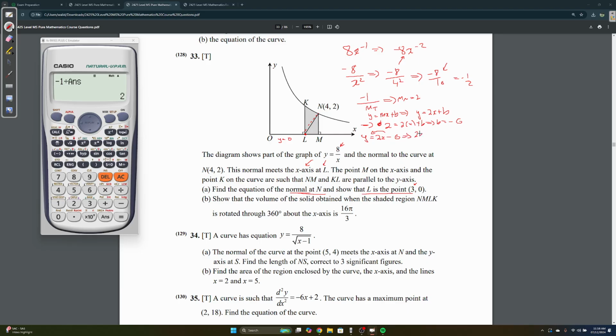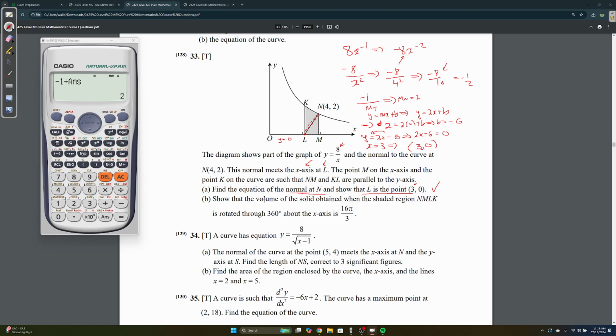So if you equate this to 0, you should get the x-coordinate of L, right? So 2x minus 6 is equal to 0, because we want to see how much x is when this line is equal to 0. And when this line is equal to 0, it's at point L. So 2x minus 6 equals 0, so x is equal to 3. So when y is equal to 0, x is equal to 3. So we showed it, and we got the full mark for part A.